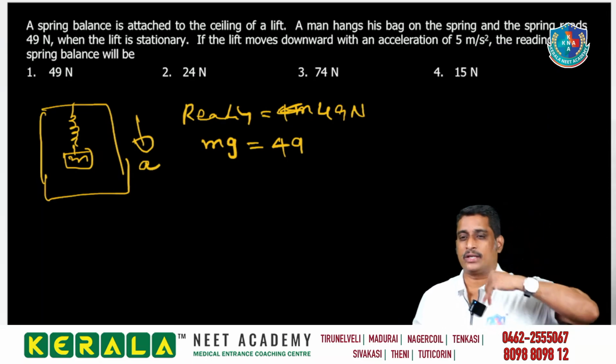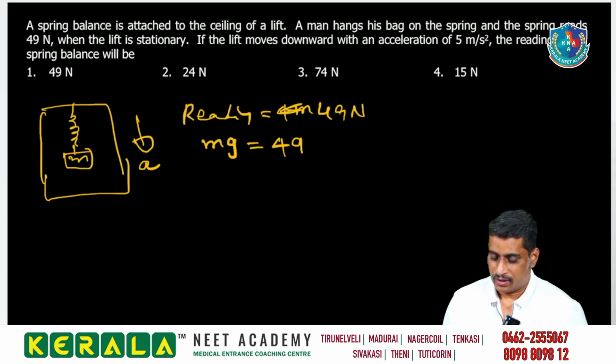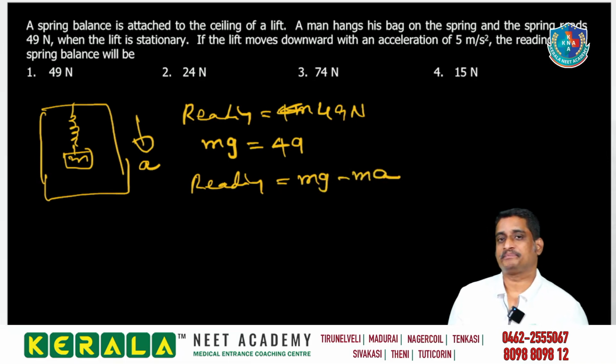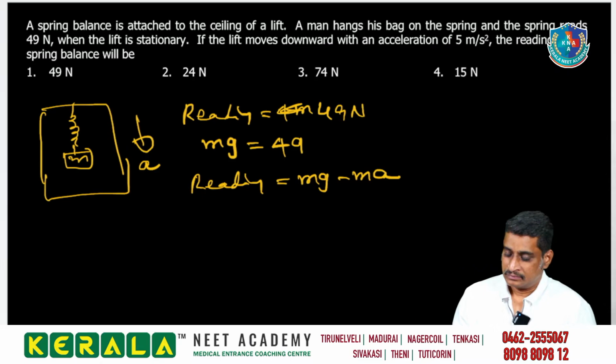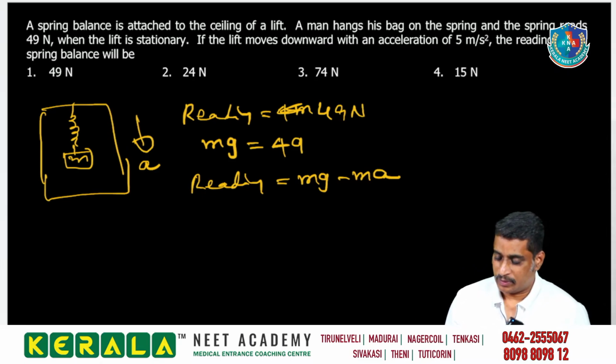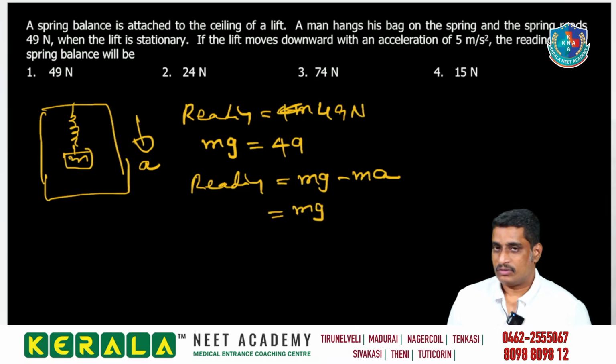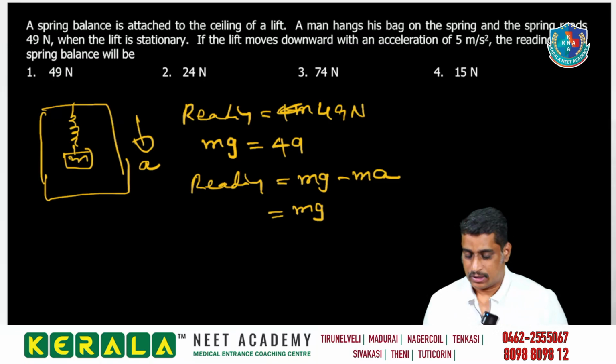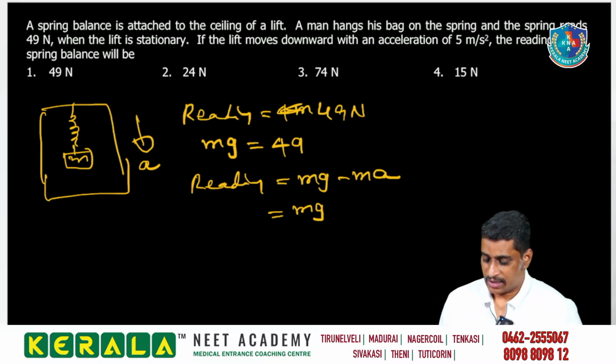When the lift is accelerating downwards, the reading of the spring balance will be given by mg minus ma. When the lift is accelerating upwards, the reading will be mg plus ma. All these equations you have studied. So in this case, it will be mg minus ma when the lift is accelerating downwards.